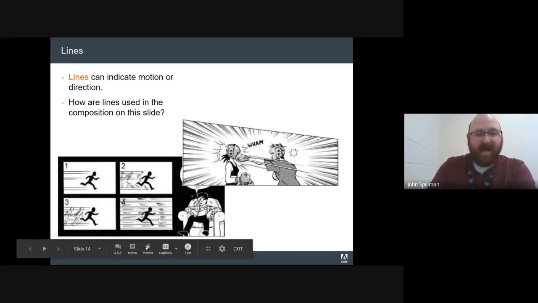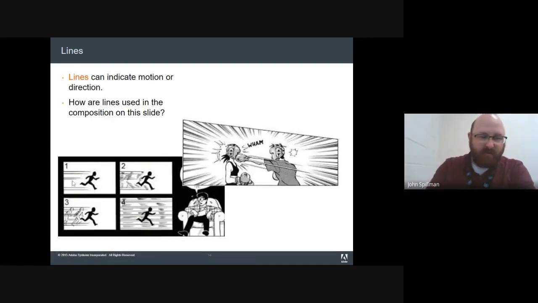Or you can use lines to blur the entirety of the background. So those are the four ways usually that movement is created. Most of the time, you're going to see this one right here, right? Lines streaming off something. You can see here, lines streaming off, right?